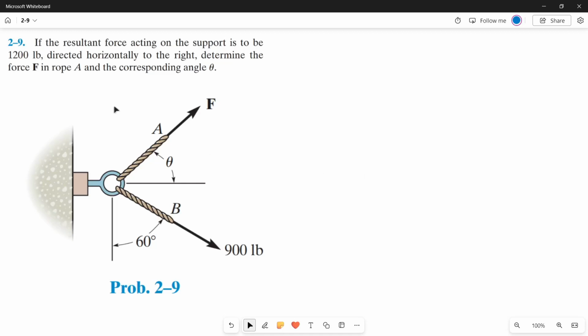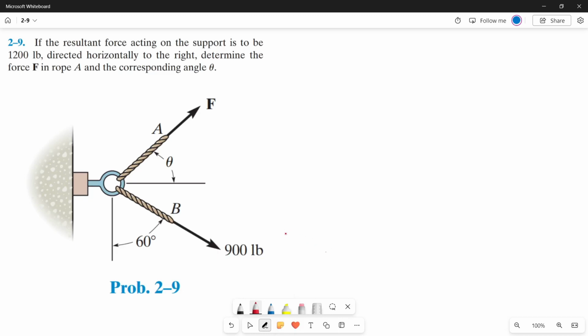Good day guys, today we're going to solve this problem using parallelogram law. Let's read the problem. If the resultant force acting on the support is to be 1,200 pounds directed horizontally to the right, determine the force F in rope A and the corresponding angle theta.